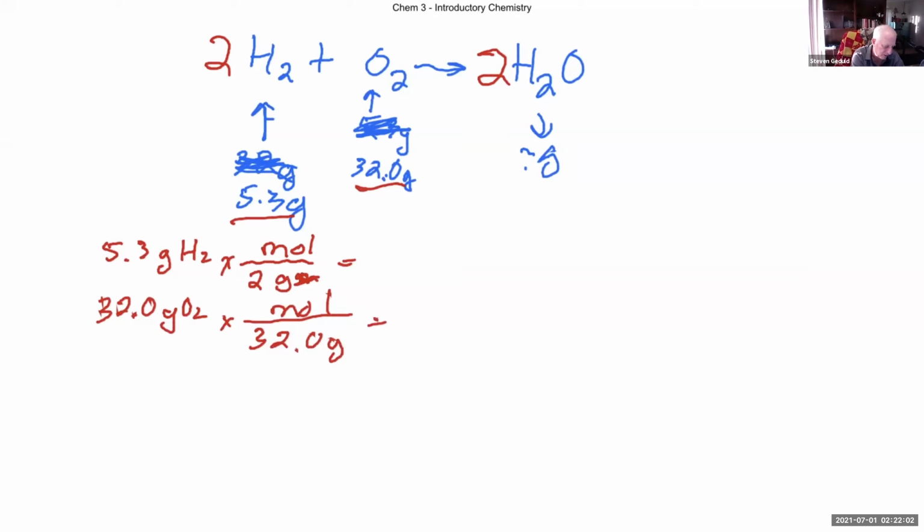Oops, calculator. 5.3 divided by 2 comes out to 2.65 moles of hydrogen. And 32 divided by 32, it worked out pretty good, huh? 32 divided by 32 is 1. 1.00 moles of oxygen.